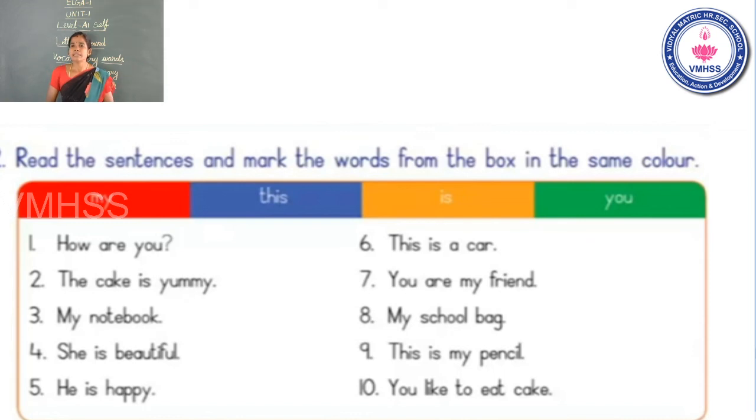Next ninth one. This is my pencil. Which one hold words? This sentence has three hold words given. Students, color. This, blue color, sir. Is, yellow color. My, red color, sir. Next, last one.